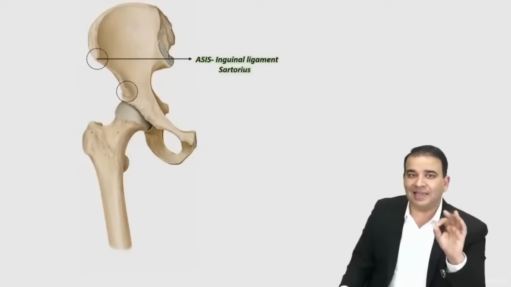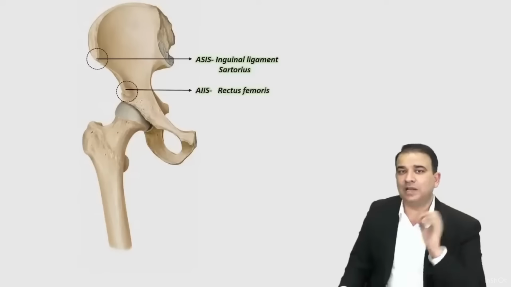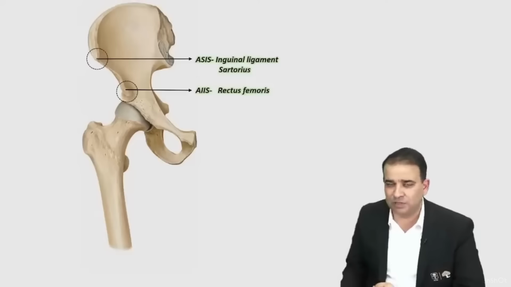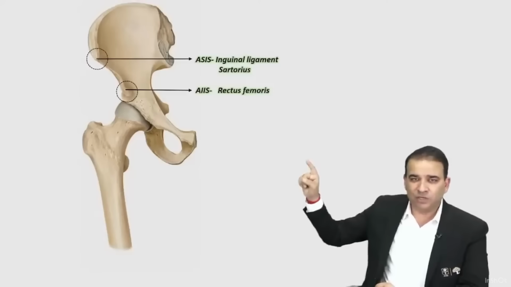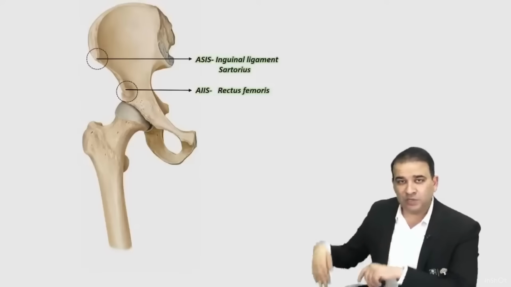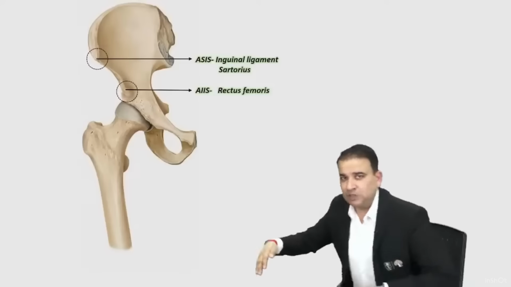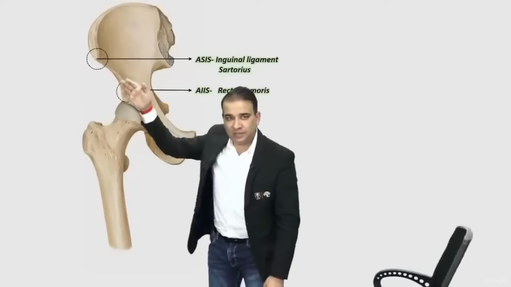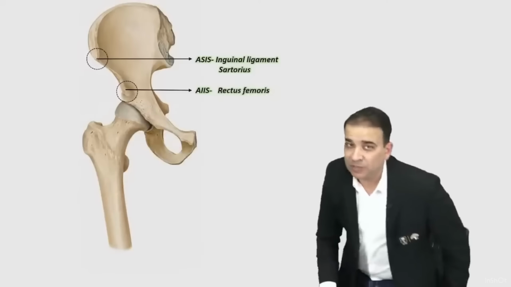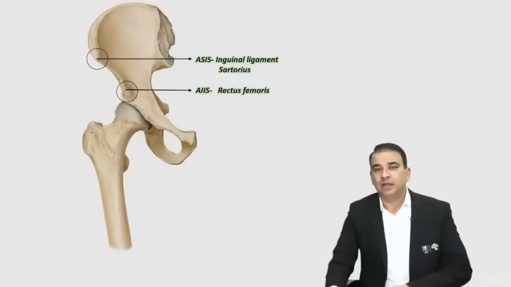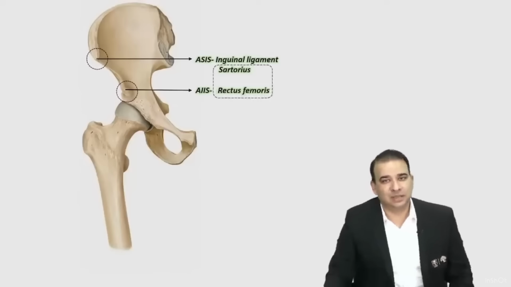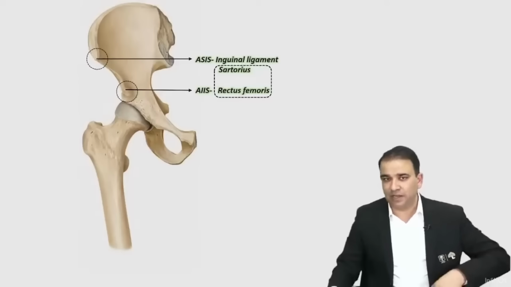And AIIS, anterior inferior iliac spine, will give origin to the rectus femoris. To be more precise, the straight head of rectus femoris, or simply let's say rectus femoris. Now sartorius and rectus femoris are two muscles of the anterior compartment of thigh, taking origin from the hip bone, so obviously they have to pass in front of the femur. Both these muscles will go downward, in front of the femur, in front of the hip joint here, and that's why both of them are flexors of the hip joint. They have other functions also, but at the hip joint, both sartorius and rectus femoris cause flexion. They both are the flexors of the hip joint.